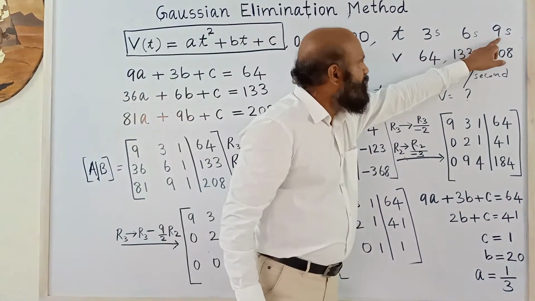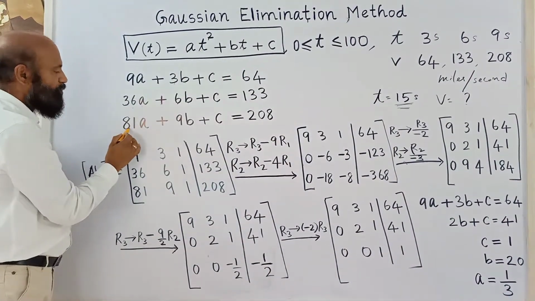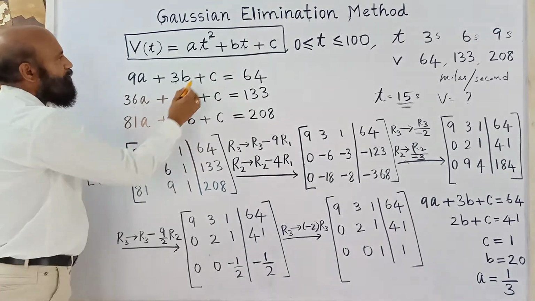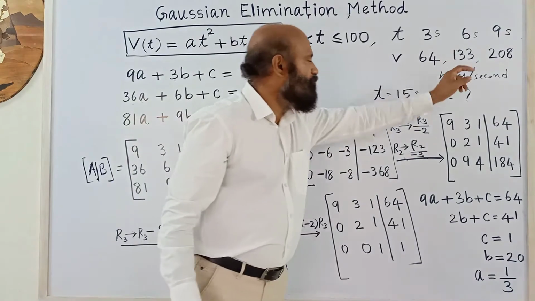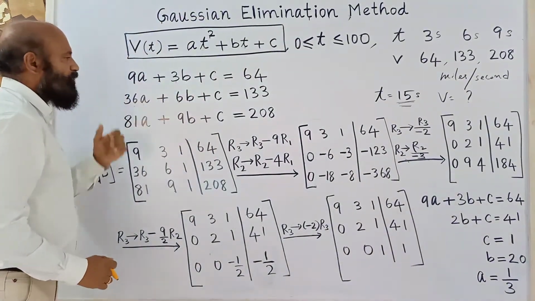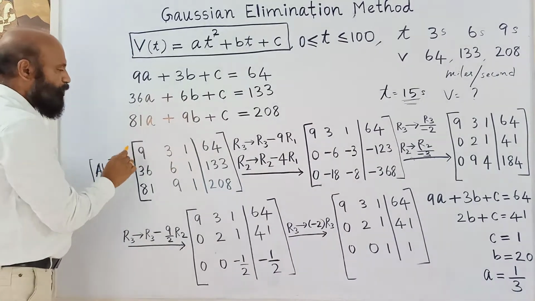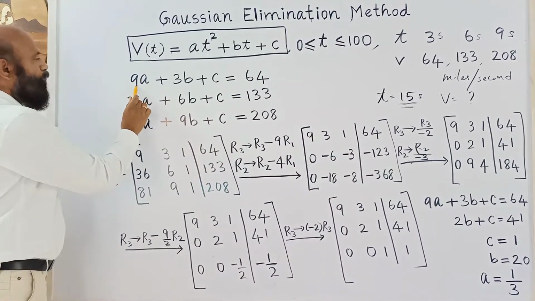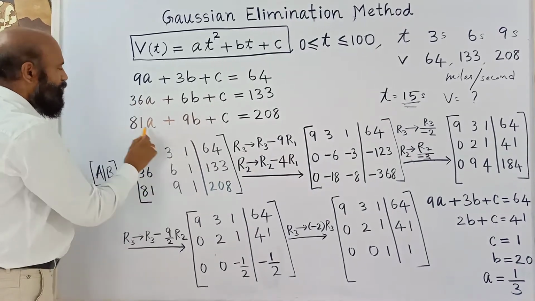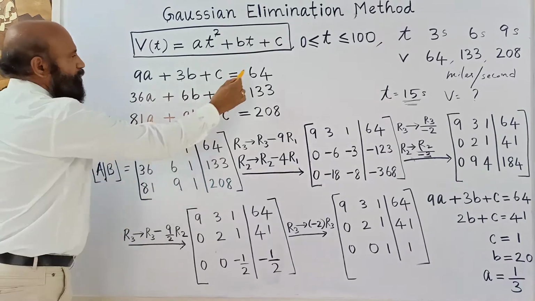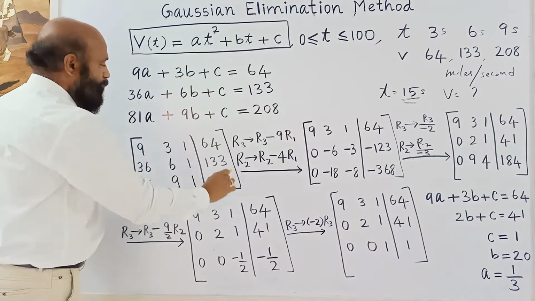When time is 9 seconds, velocity is 208. For this t you put 9. 9 square is 81. Then 81a plus 9b plus c is 208. These 3 equations can be solved by the Gaussian elimination method. For that, first you have to write the augmented matrix. The coefficient matrix is 9, 3, 1, 36, 6, 1, 81, 9, 1. Then you combine the constants with that, and you will get the augmented matrix.